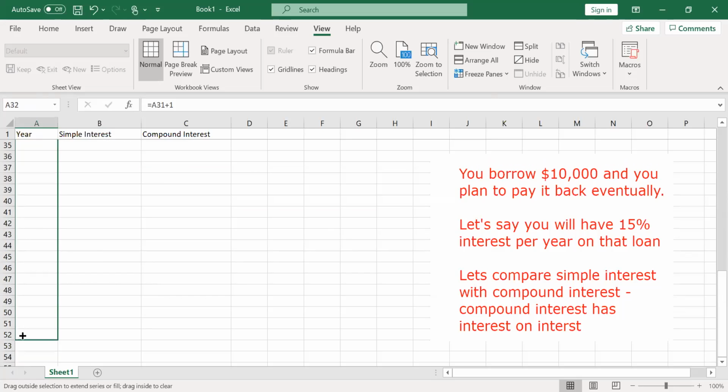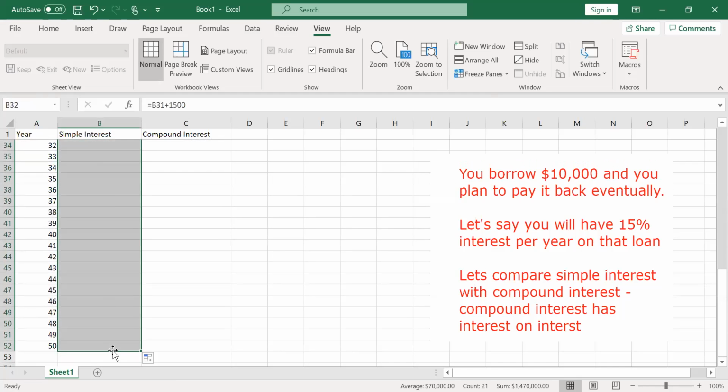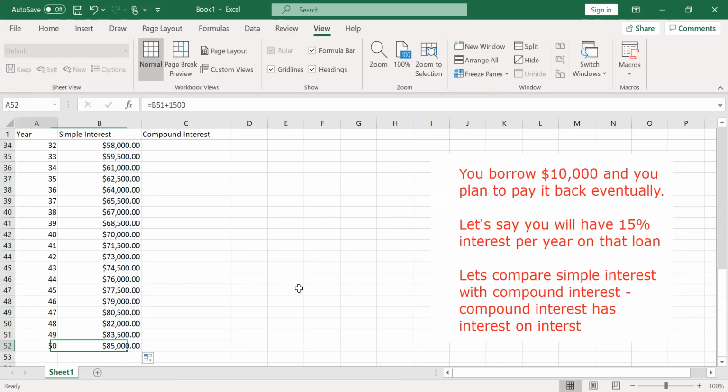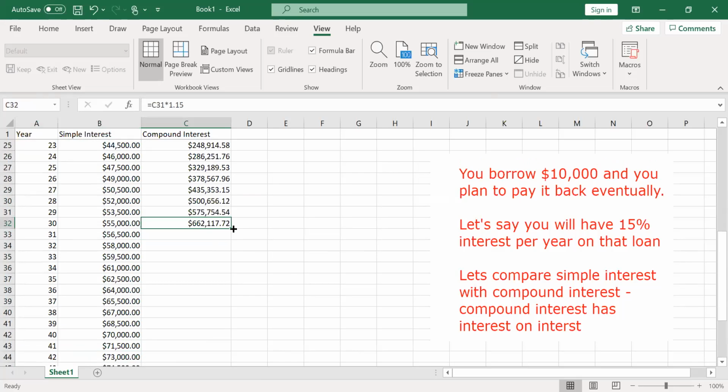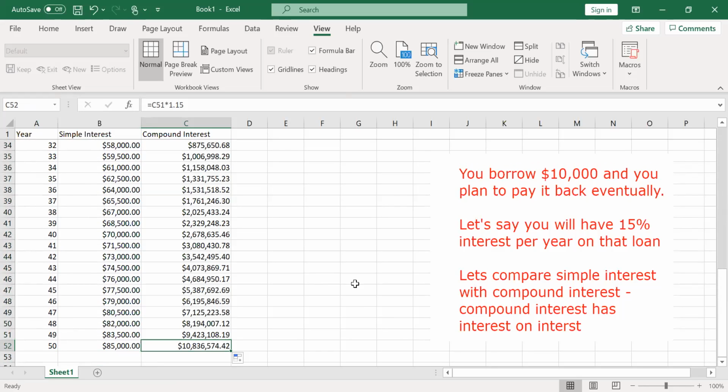If you go out for 50 years, it's going to be wild. If you take 50 years to pay this back, in simple interest terms, you only owe 85 grand, which while that's a lot of money is not all that bad. You will have had the money for 50 freaking years. But if you go the compound interest rate, someone give me a guess. Throw out a guess. 3 million, let's see. After 50 years, you're going to owe $10,836,574.42. This is not BS. I'm not making this up. This is exactly how the math and the numbers work.